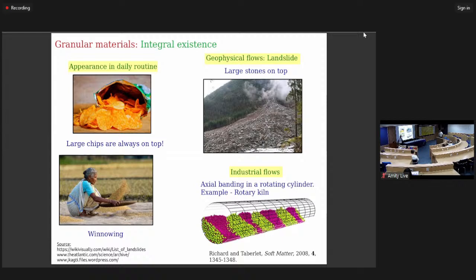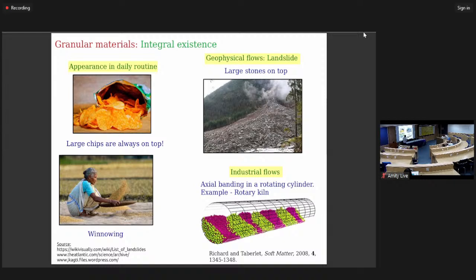Whenever we open up a packet of chips, invariably we find larger particles on top. The question is why. In literature, we call it the Brazil nut effect. It's very interesting, and still people are trying to understand the mechanism behind the Brazil nut effect. Landslides, again, larger particles come forward, right?